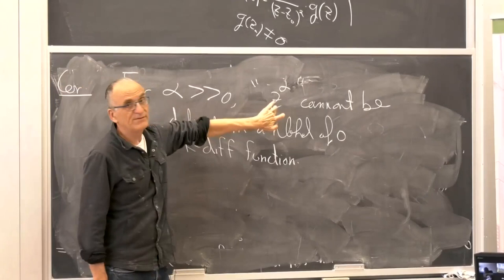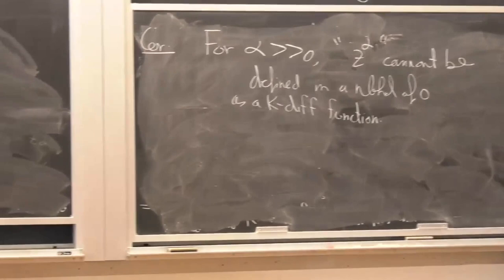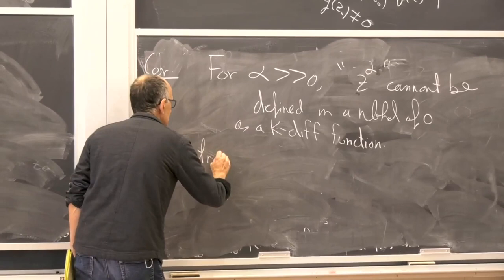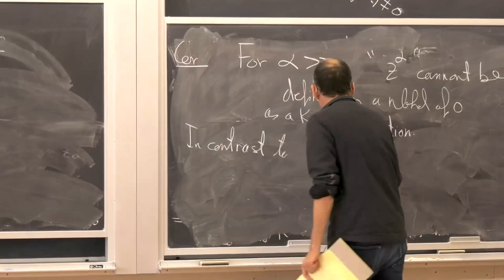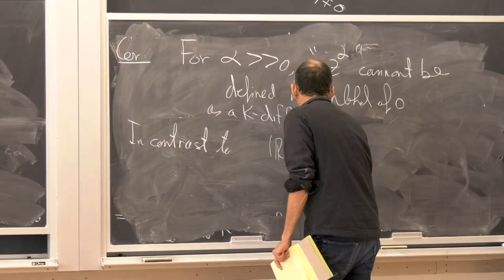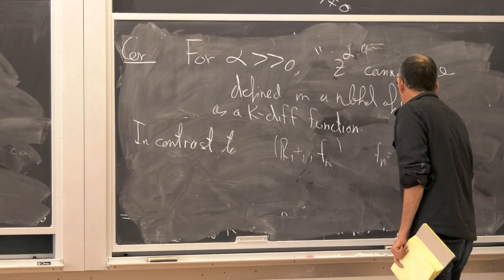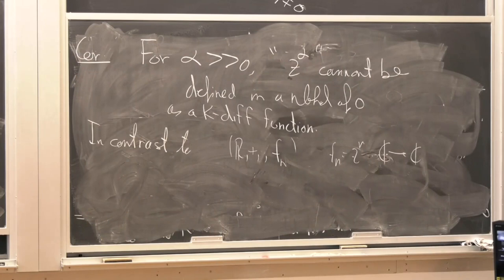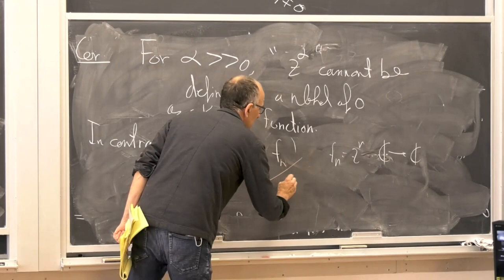But I want to make this answer also something that Patrick asked yesterday. In a definably complete structure, this is not a problem. You can do that. Why? In contrast to, we can say, non-standard analysis. Because you can take the structure, let's say the real field, together with some f_n, where f_n is z to the n, from C to C. And now take the ultraproduct of this. So it takes the ultraproduct of this with some filter. How do you write this? This over some filter.